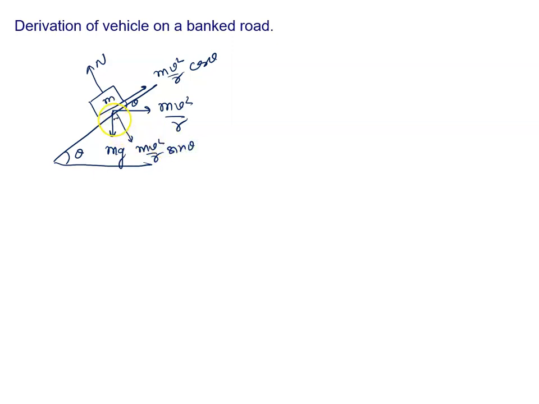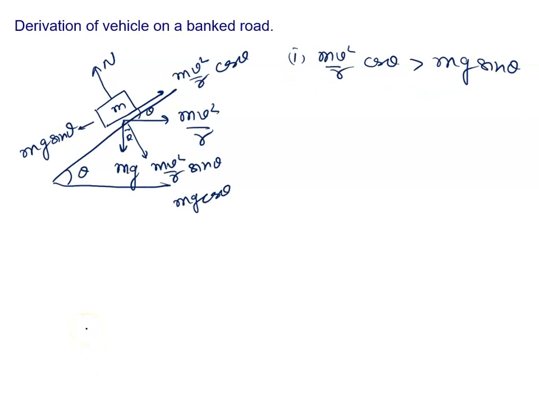Similarly, component of the mg toward this side is given by mg cos theta, and toward this side it is given by mg sin theta. So there are two probabilities. First probability is that mv square upon r cos theta is greater than mg sin theta. Okay, in this situation, the mv square by r cos theta is greater than mg sin theta.